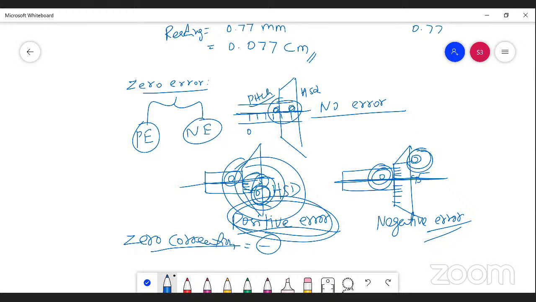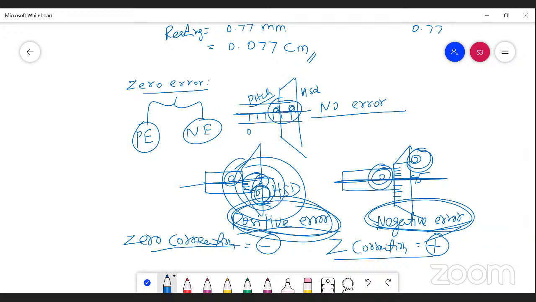Here, negative error, correction is positive. Negative error, I mean the extra 5 lines are subtracted. That's why the correction is positive, added. So zero correction: if the error is negative, the zero correction is positive. If the error is positive, the zero correction is negative. This is a very important one.